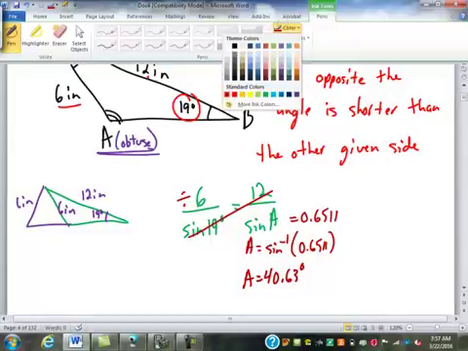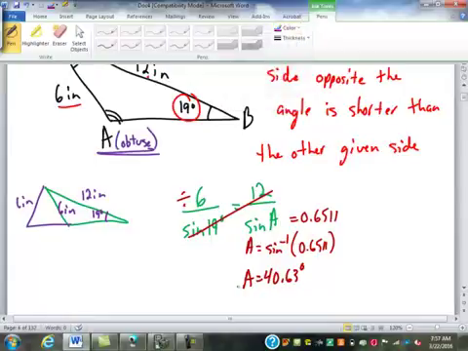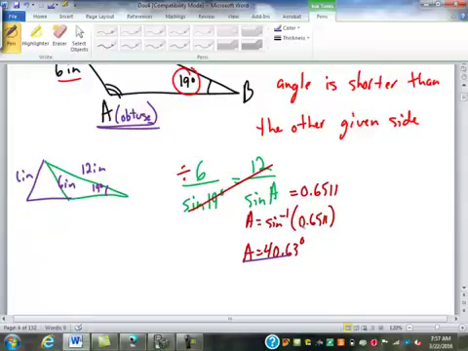Is that my answer for A? Say no. Why not? Yeah, A is obtuse. 40 degrees is not obtuse. Remember, we just talked about this a little while ago. When we do an inverse sine, there's two possibilities: the angle the calculator gives us and its supplement.